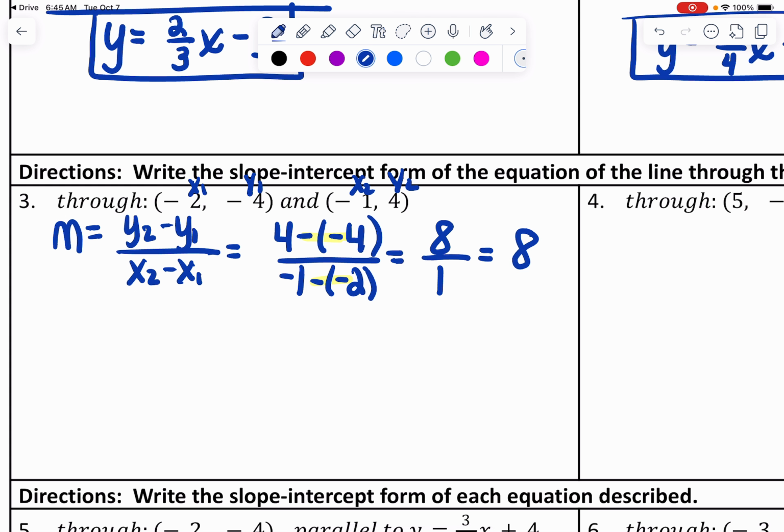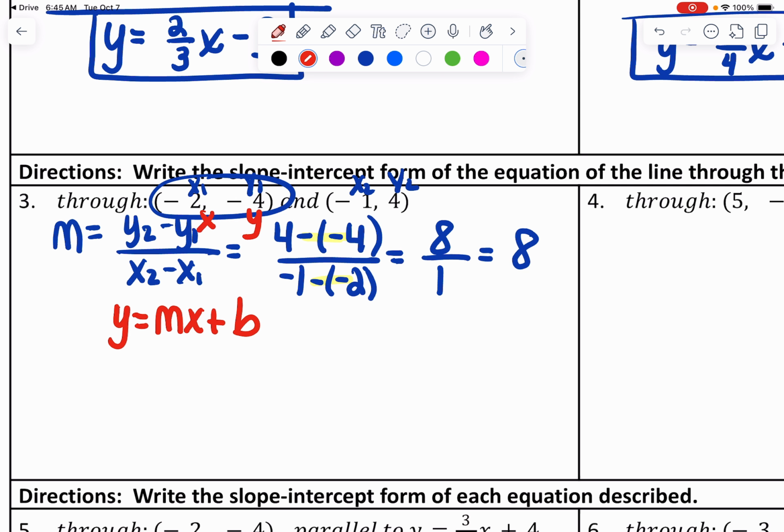And then what we do is we just pick a point. You can pick any one of these points. Let's just pick, let's say, this point. If you also want to do it this way, this is another possible way. You can call this x, you can call this y, and you can just plug it into y equals mx plus b and solve for b.